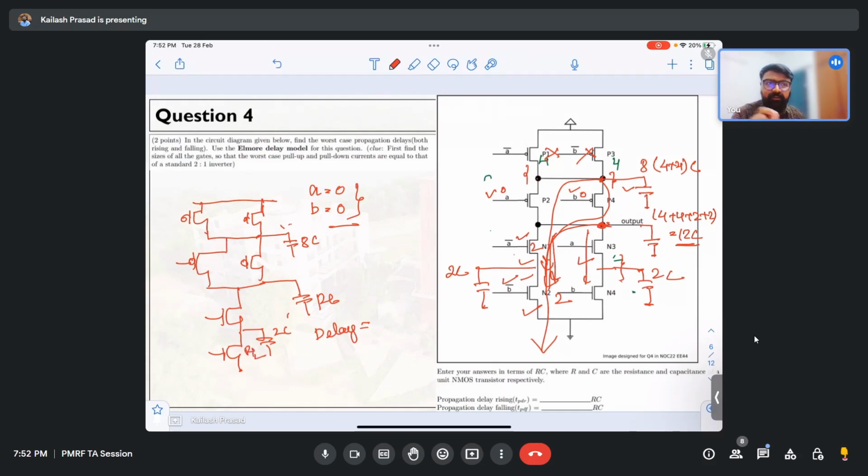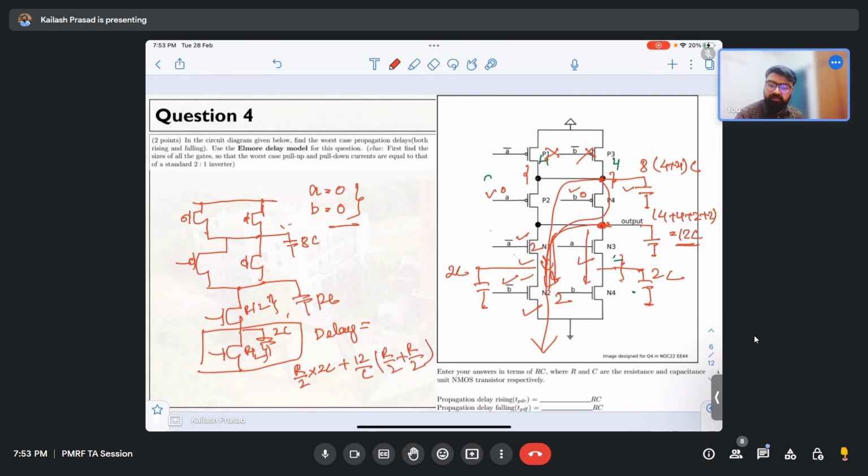Earlier I had actually written 2R, and that was the reason it was giving us confusion, right? So it will actually be R by 2. Here also it will be R by 2, right? And now we will put the Elmore delay formula over here. So the delay will be this R by 2 times 2C for this particular path. Now for this 12C, how much resistance do you have? This R by 2 plus this R by 2.